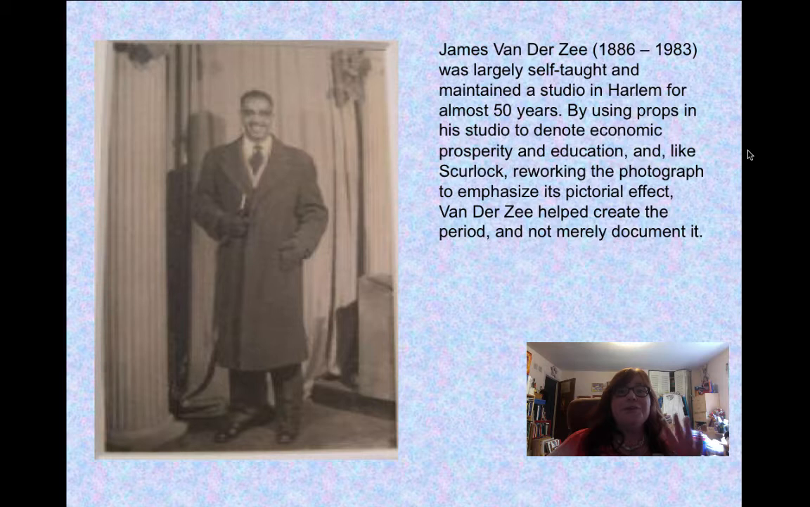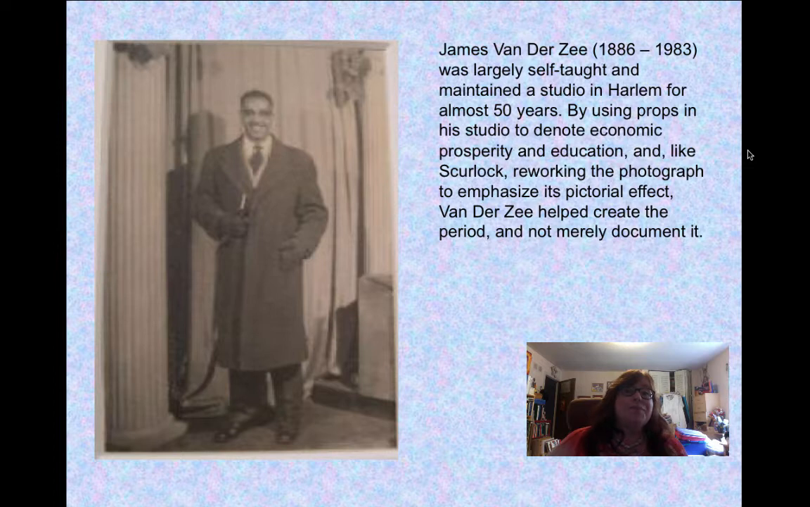James Van Der Zee, who I mentioned earlier, he did that photograph of the Black Yankees. He was largely self-taught. He lived for almost 100 years. He maintained a studio in Harlem for almost 50 years, and he used a lot of props in his studio to show economic prosperity and education, and he also would use the things that people were wearing themselves and the cars they were driving to emphasize that.